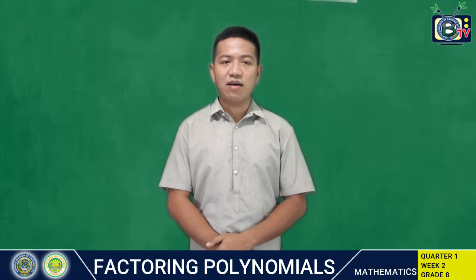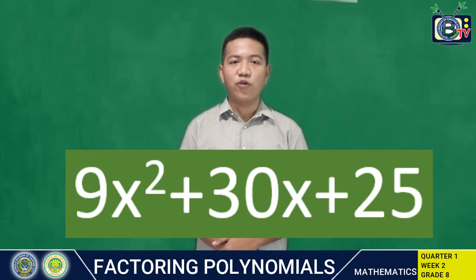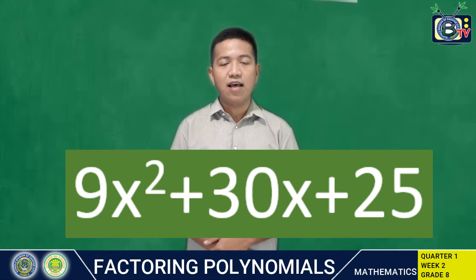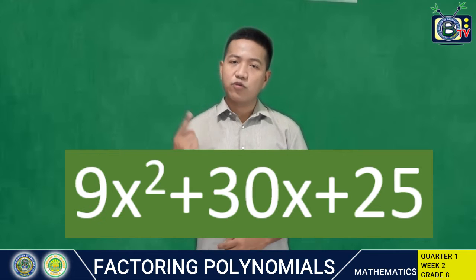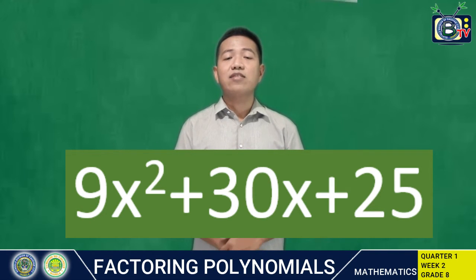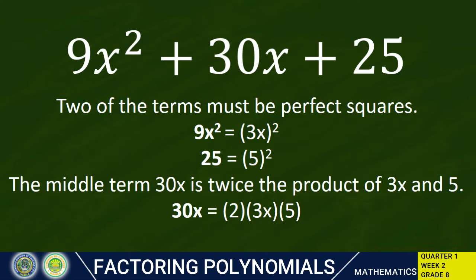Let's have this example. Is 9x squared + 30x + 25 a perfect square trinomial? Let's have a closer look. First, the two terms must be positive perfect squares. 9x squared is the square of 3x, and 25 is the square of 5.